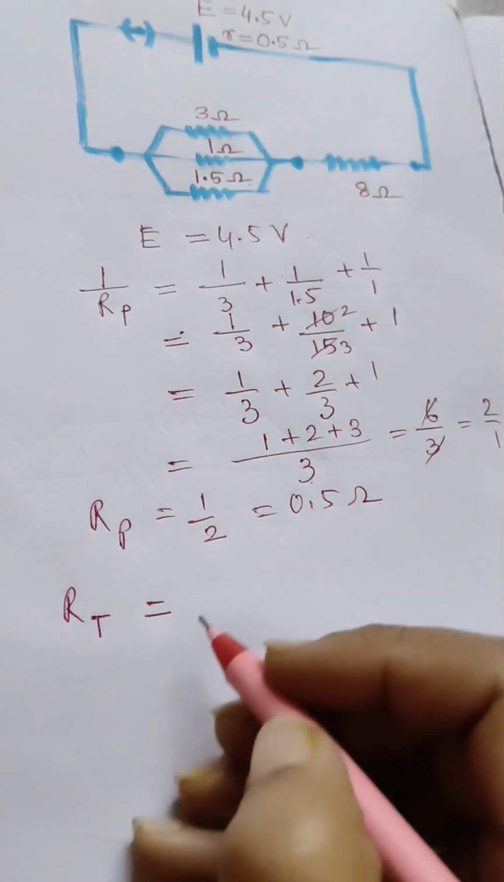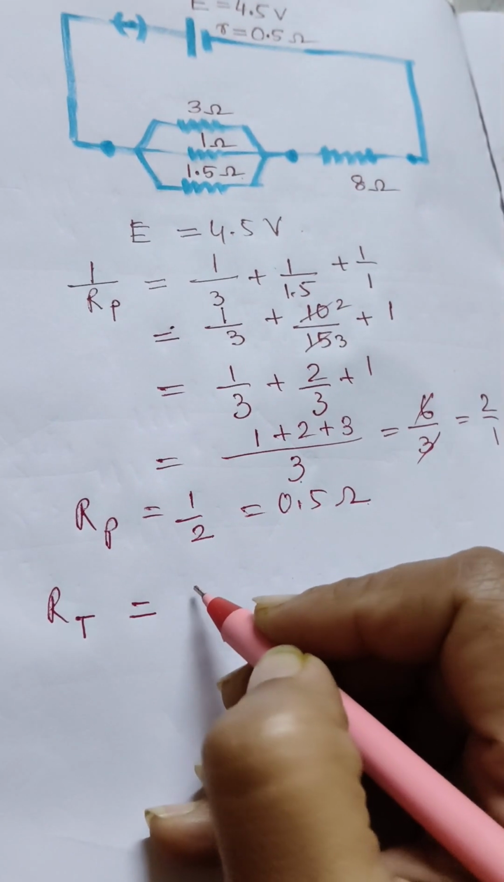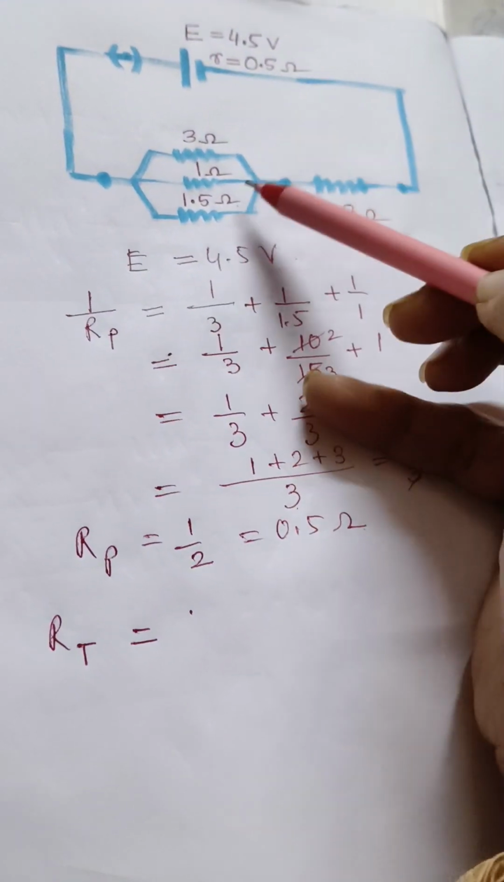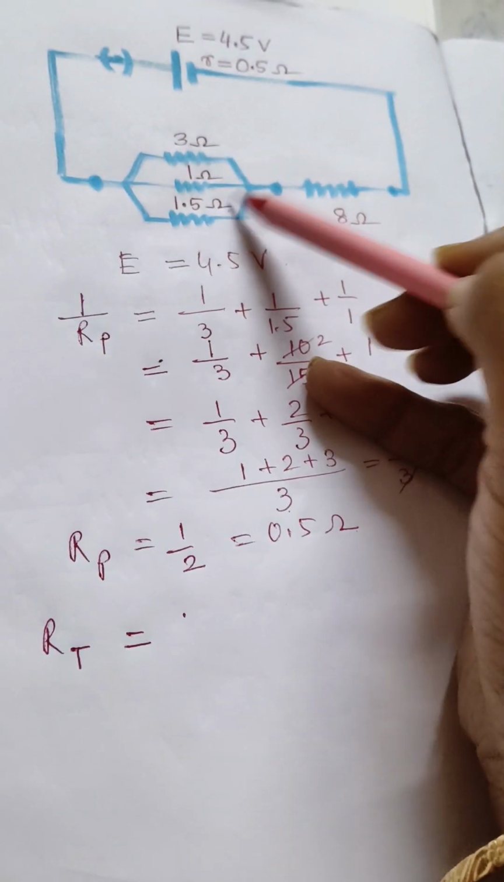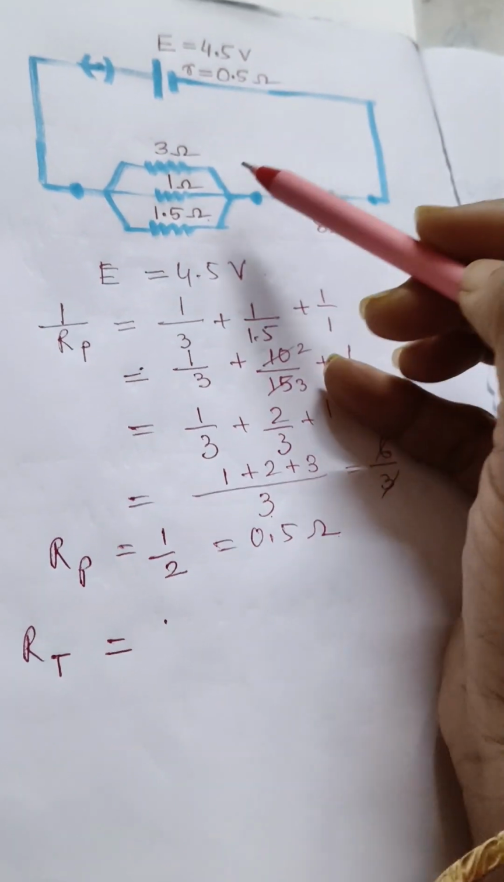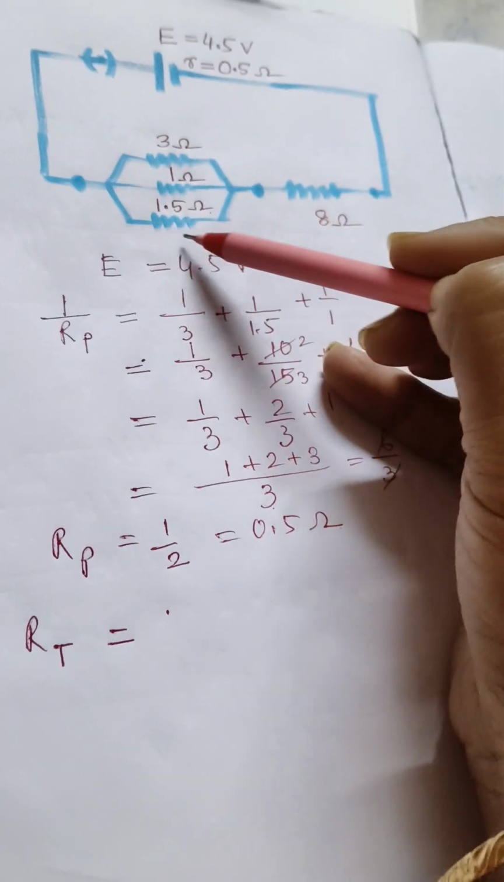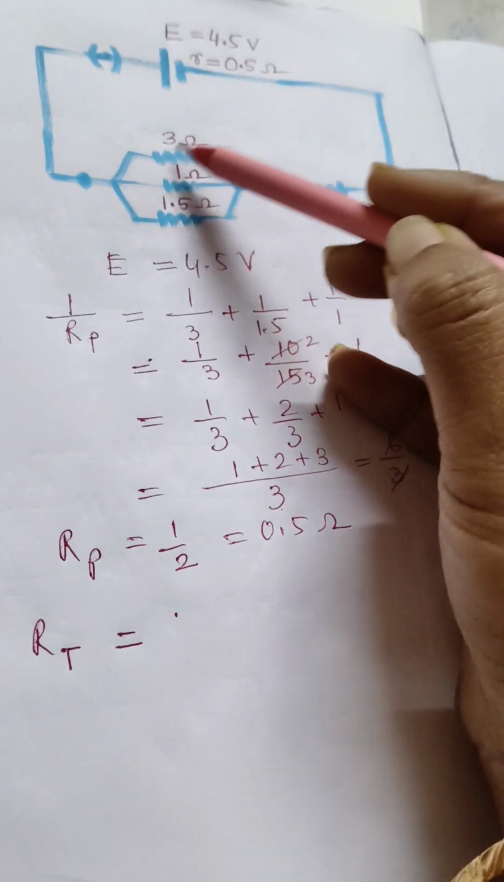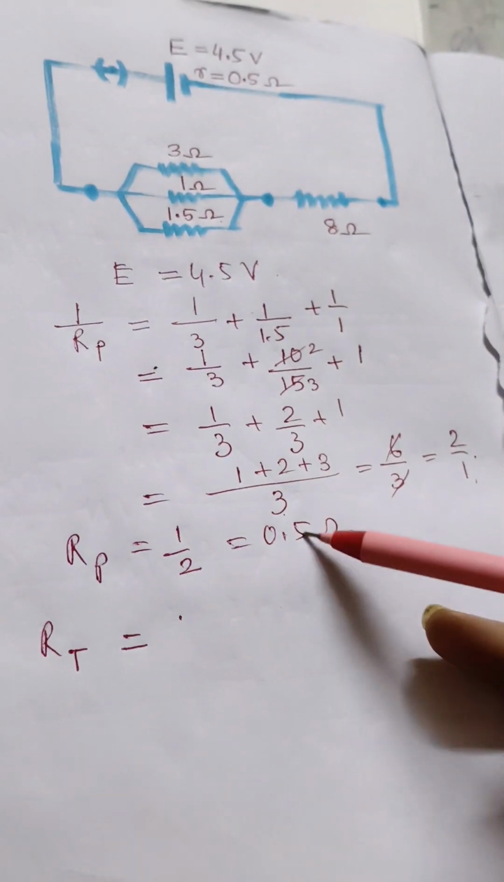Okay, let's come back to RT. RT is the resistance here plus 8 ohm plus the internal resistance. Now you have to think that these three have been combined to get 0.5.